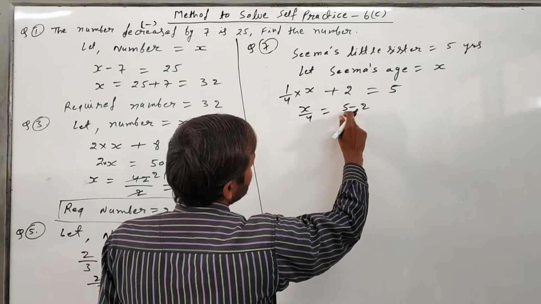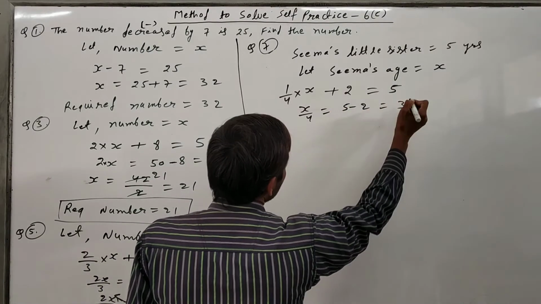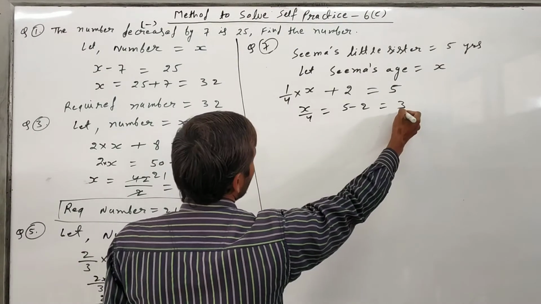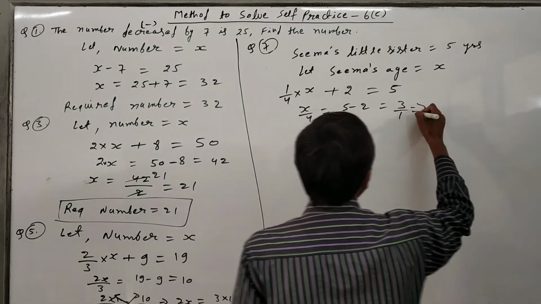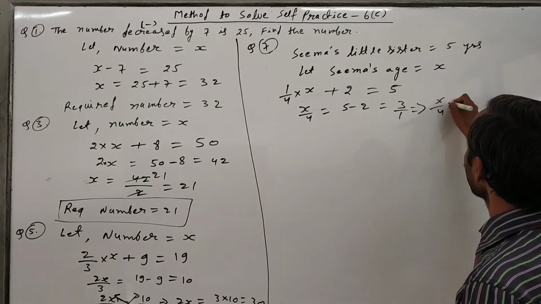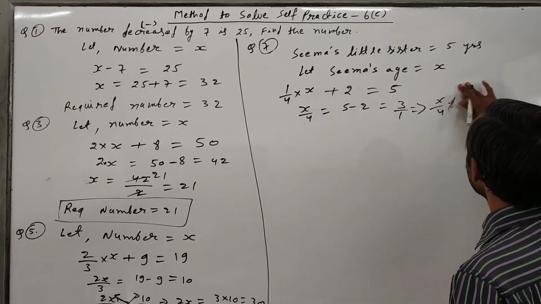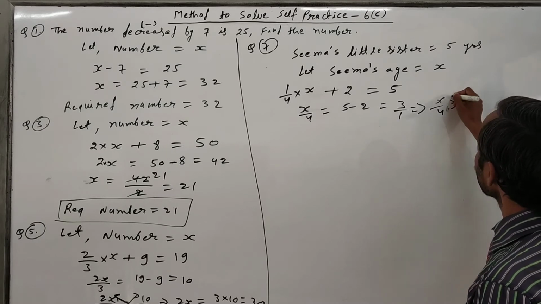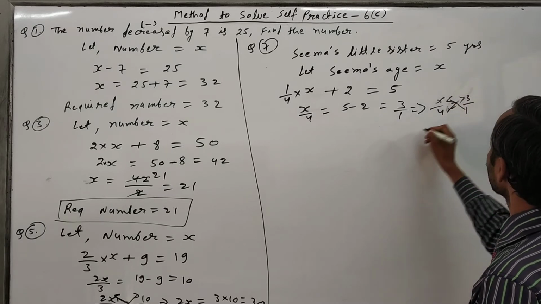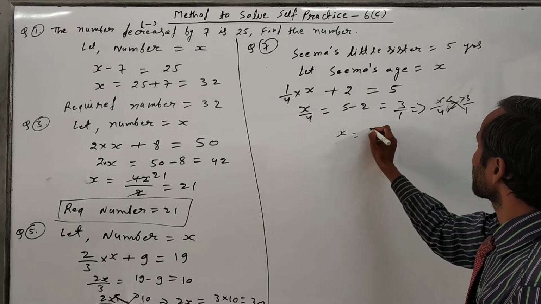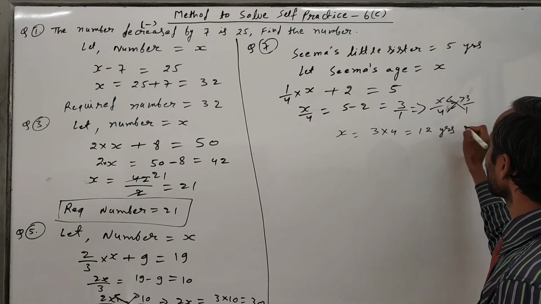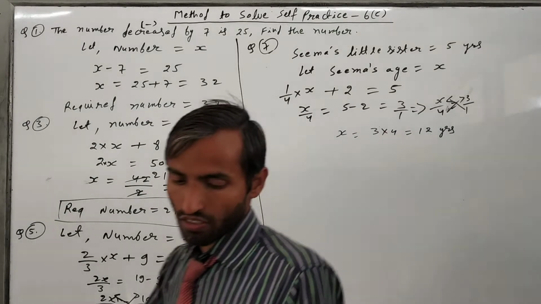Okay, now we have to subtract here, then it will come 3 upon, nothing written means 1. Then we will cross multiply again. So cross multiplying, x upon 4 into x 3 is equal to 3 upon 1. Then it will come x is equal to 3 into 4, then it will come 12 years. This is the final answer.